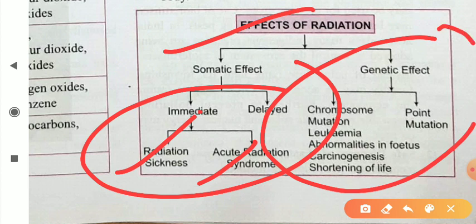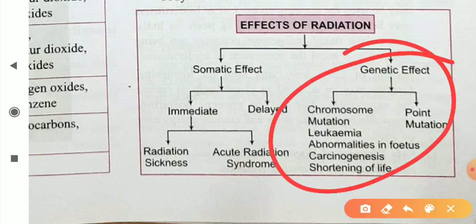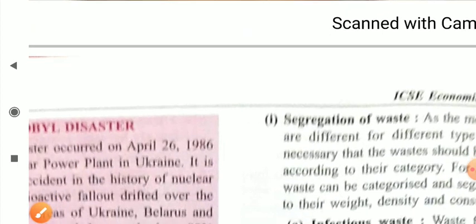And genetic effect is a long term effect of the radiation, like the nuclear attack, you know, the Hiroshima and Nagasaki nuclear attack by the USA. So there is also the genetic effect of nuclear radiation, in which chromosome mutation, leukemia, abnormalities in fetus, shortening of life, and point mutation occur. All these are different impacts of genetic effect. So all these are the effects of radiation.